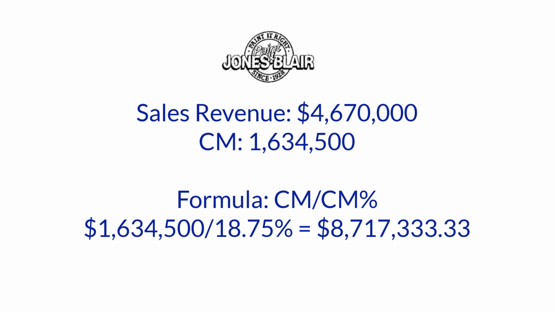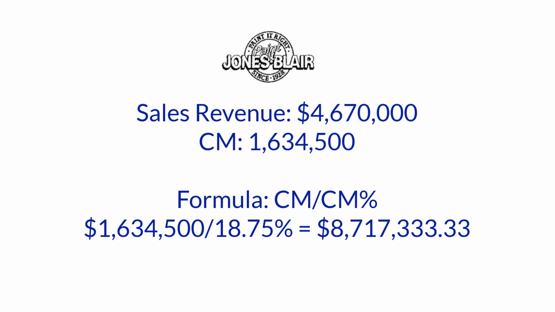You might be wondering how that would translate into actual dollars from the Jones-Blair case. Going back to review, they had a sales revenue of $4,670,000. Doing the contribution margin formula of 35%, that tells us that they had $1,634,500 of a contribution margin.